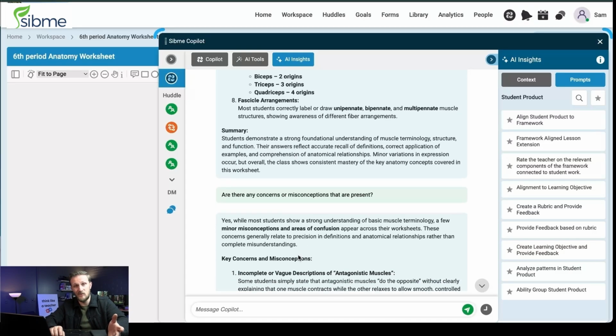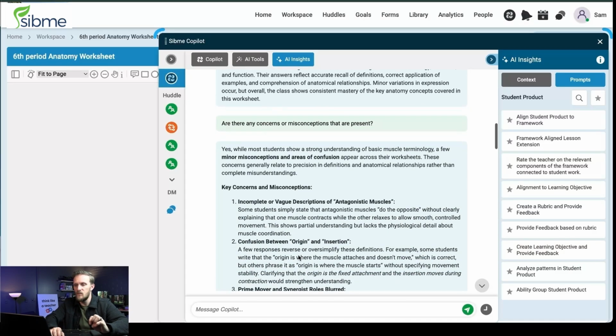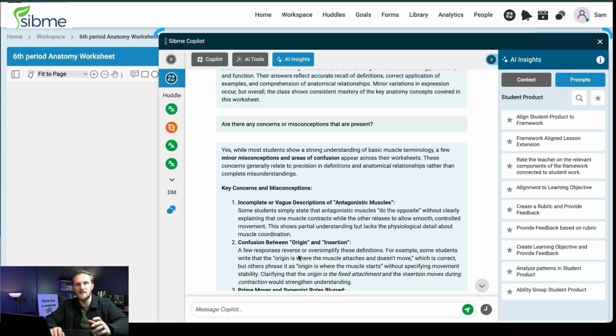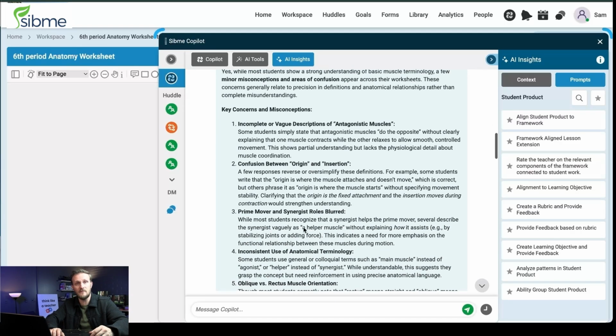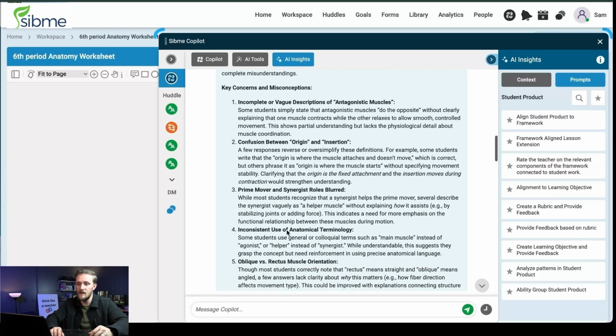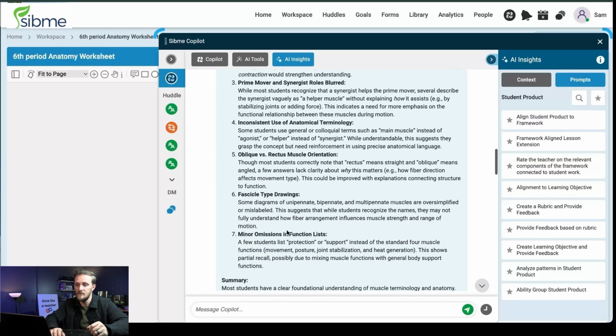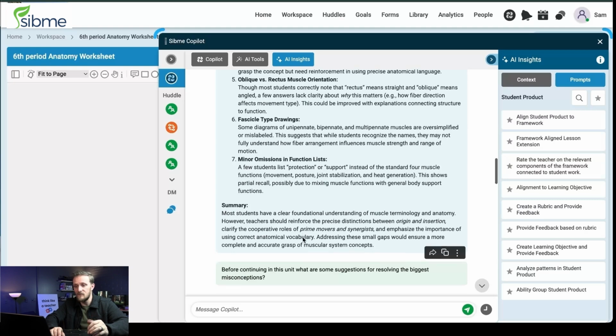That is exactly what the assignment was about. But the next thing was interesting. I asked if there were any misconceptions, and it said, yeah, most kids got what they were meant to get, mission accomplished, but for several, there were some misconceptions, and it grouped them into common misconceptions my students had on this particular assignment. And it gave me a summary.